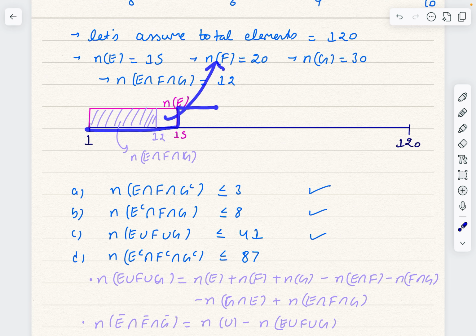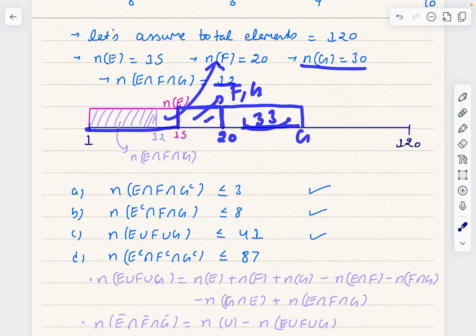Now F has 5 more elements. Let us say this 15 to 20 is for F. And G also will take common with that. So this will give to F and G. So now G already have used 12 elements. 5 it used here. So 17 are used. That means 13 more elements we have to give to G. So that will be total 33 elements. So they will cover 33 elements. So that is a minimum value of N of E union F union G.